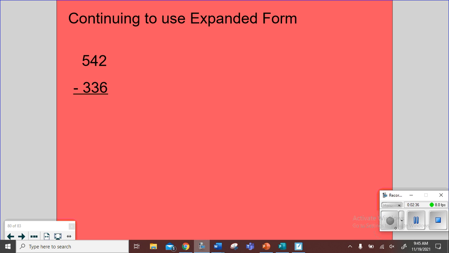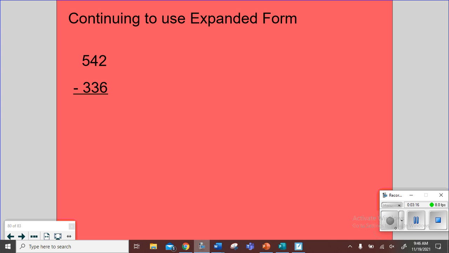Talked about expanded form yesterday. Many of you are familiar with it. Go ahead and write this equation. It is 542 minus 336. And then if you are comfortable expanding it out into hundreds, tens, and ones, go ahead and do that next to the equation. Do we have to? Yes, we are doing expanded form today. So yes, you need to expand it out. If you need to wait for me to show you how to do it, that's fine. But if you already know, go ahead and do it.